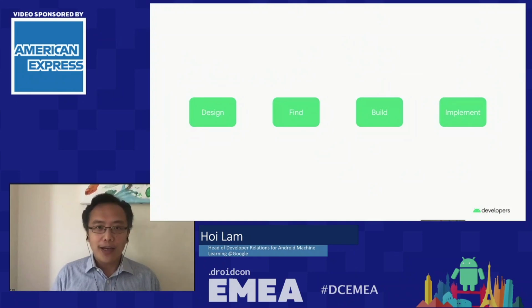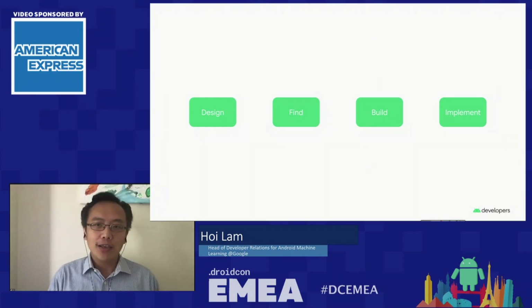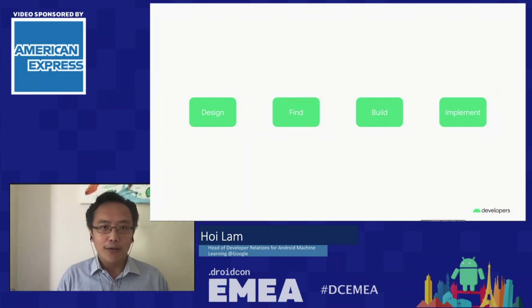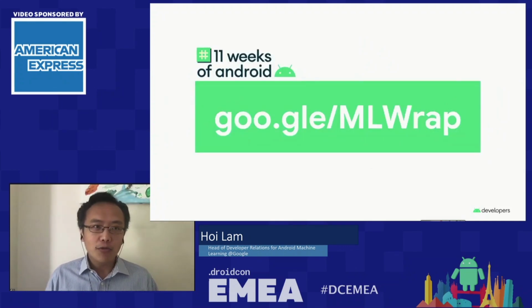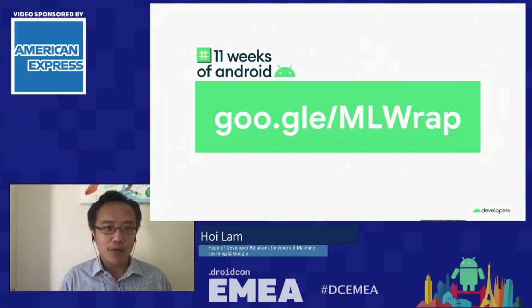Just to sum up, the four different stages of machine learning: from design, to finding a model, to building a model, to implementing, and then after implementing, going back to design to see how real-world users interact with your machine learning functionality. If you want to read up on a lot of the topics that we talked about, I suggest you follow this link, Google essentially /MLWrap, where you'll find a bunch of links to various product offerings that we have within the portfolio.